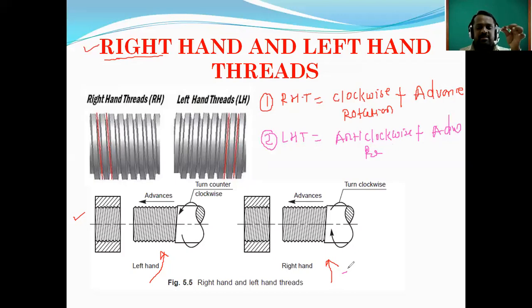Suppose this is the nut and this is the bolt. Suppose I have inserted that bolt into that nut and I have rotated that bolt in clockwise direction. मी काय केलं हा bolt clockwise direction rotate केला. And during the clockwise rotation, if that nut is moving forward, advance म्हणजे पुढे जात असेल, we can call it the right hand.